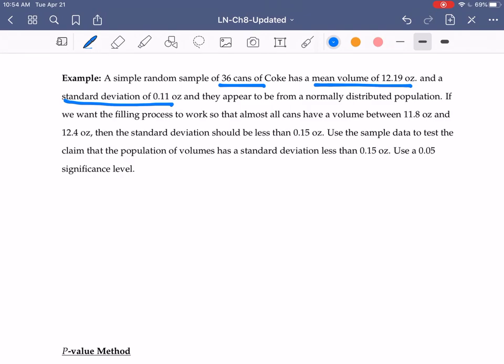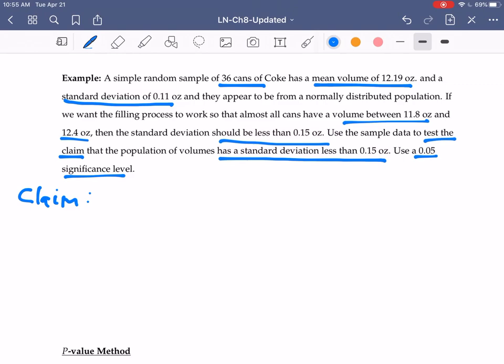If we want the filling process to work so that almost all cans have a volume between 11.8 and 12.4, then the standard deviation should be less than 0.15. Use the sample data to test the claim that the population has a standard deviation less than 0.15 ounces. We are going to use a 0.05 significance level. All right, so we have test the claim.